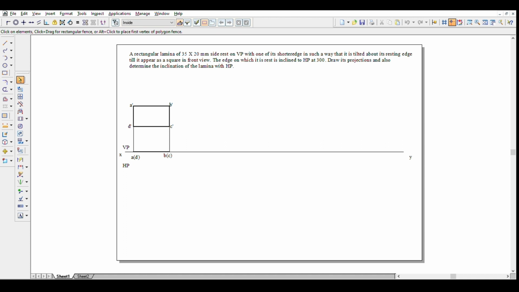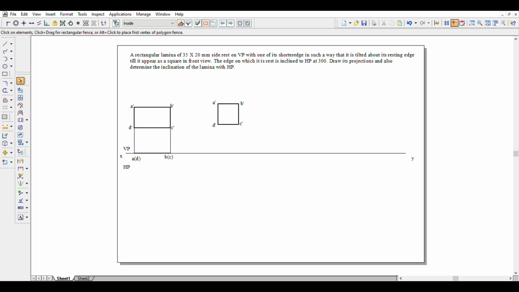Next, the given condition is that it appears as a square in the next view. So we'll consider a square of 20 mm. 20 will be the side and 0 will be the degree. Again 20 mm at 90 degree, 20 mm at 180 degree, again 20 mm at minus 90 degree. We have a square of 20 mm side. Let's name this quickly. Okay, now that we have named the square that we created, we can draw the extended lines and extend this line.